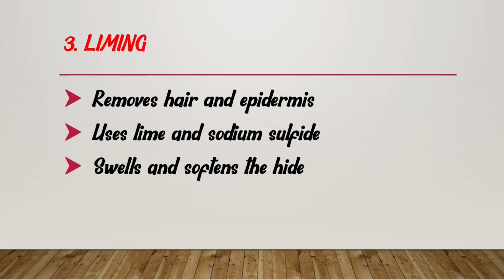Then the third process is liming. In this liming process, they remove the hair and epidermis of the skin. It uses lime and sodium sulfide. Then it swells and softens the hide. In this process, the skin gets swollen so that the hide will be softened.